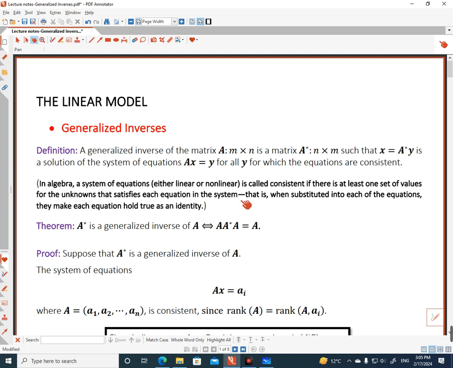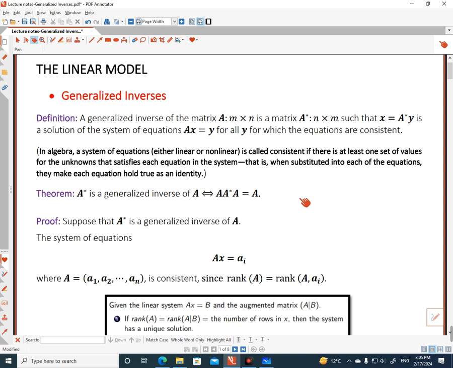We must know that in linear algebra, a system of equations, linear or non-linear, no difference, is called consistent if there is at least one set of values for the unknown parameters or elements that satisfies each equation in the system. It means that I have a solution. That is the meaning of consistency, because in the following we need consistency.